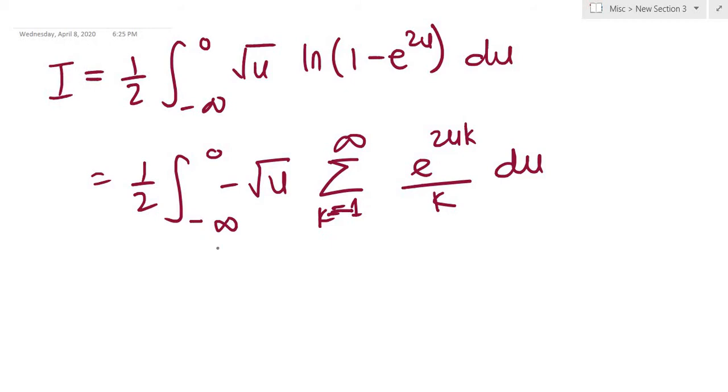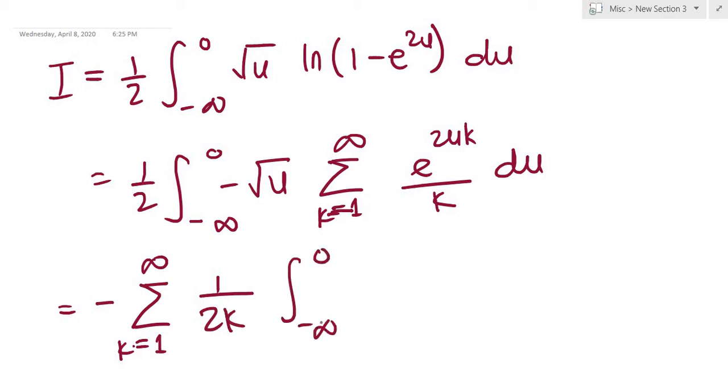And now because there is uniform convergence, we can just interchange the infinite sum and the integral. So I'm going to take all the terms which do not depend on u out of the integral sign. So I have negative infinite sum from 1 to infinity of 1 over 2k times the integral from negative infinity to 0 of square root of u e raised to 2uk du.